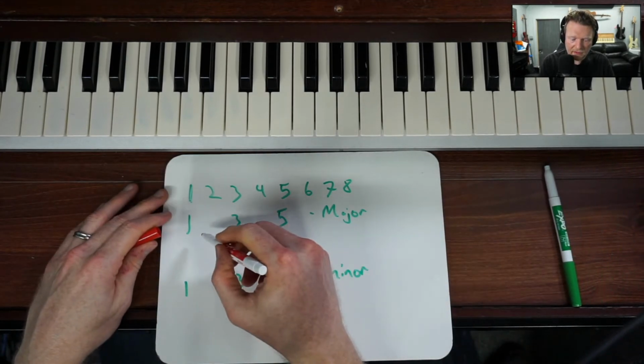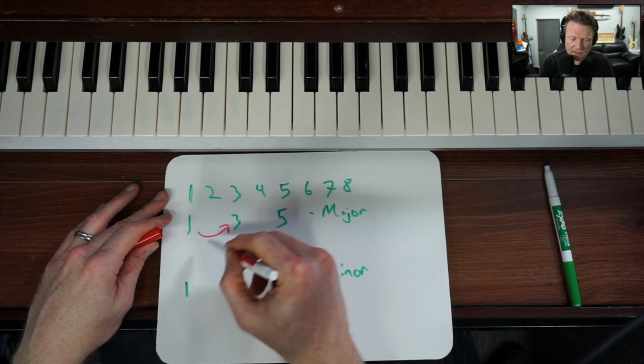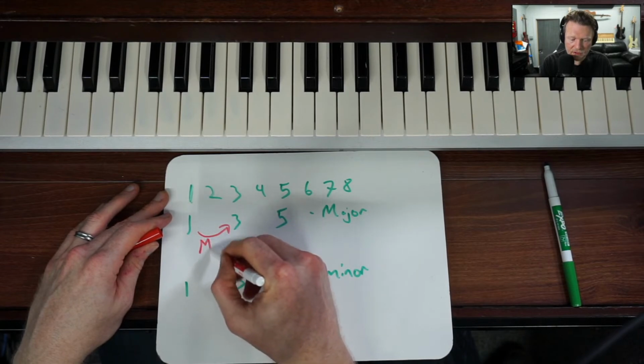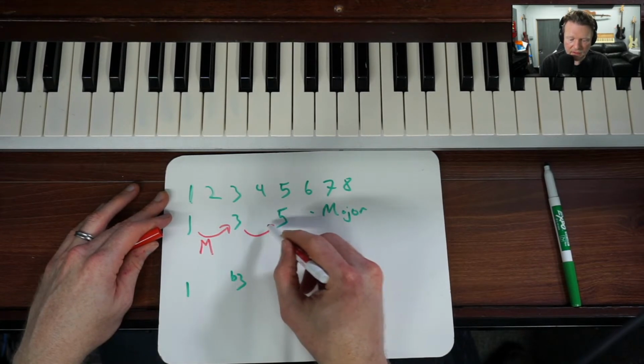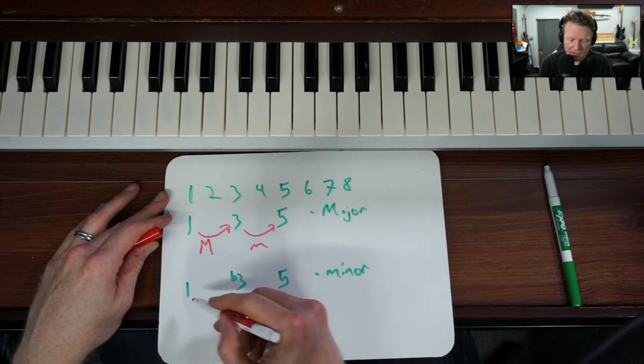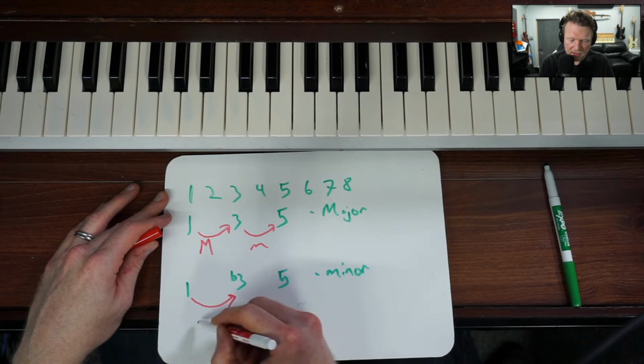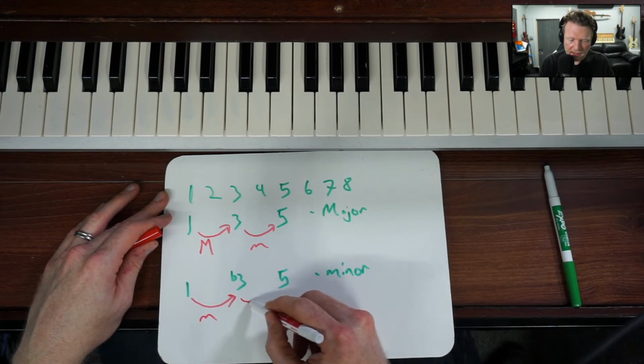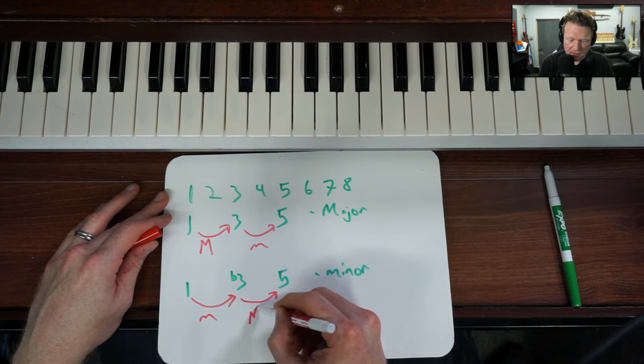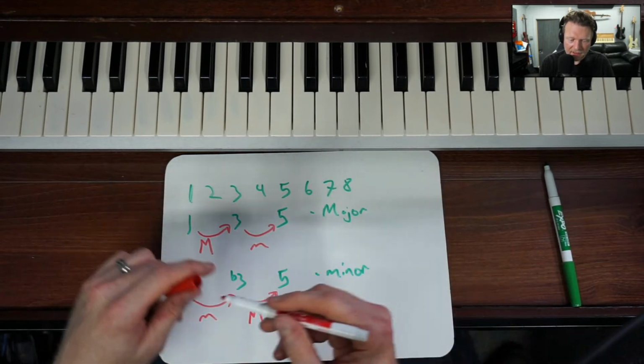Then you have your intervals. So this interval here is going to be major. This interval here is going to be minor. And then this interval on the minor chord, the first one is going to be minor, and the second one is going to be major, just like that. So there you go. There you have it. That's it.